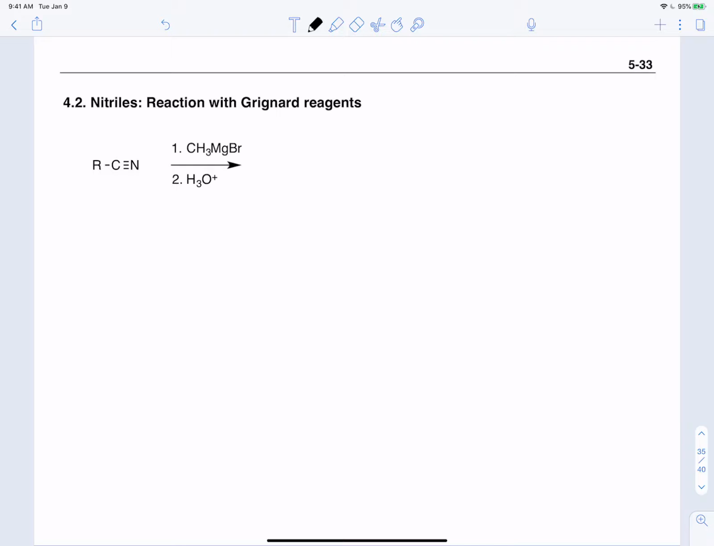Nitriles can do other cool things. It turns out there is a very nice ketone synthesis when you react Grignard reagents with nitriles. If we were to add methyl magnesium bromide followed by workup, we end up making a methyl ketone. If you used a phenyl Grignard, you'd end up with a phenyl ketone. So this ends up being a new ketone synthesis. We don't have many of those yet. This is actually pretty useful all around.